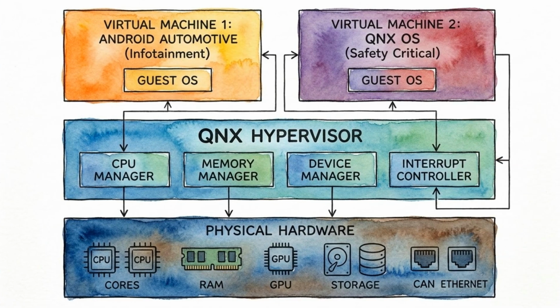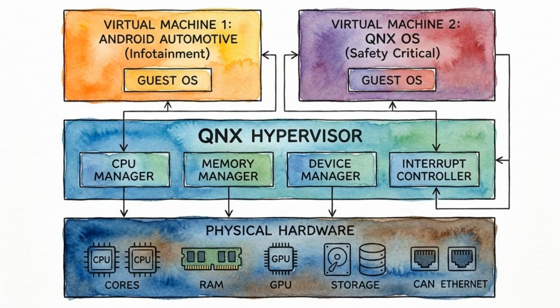Before we go into each component in detail, let us first build a clear, big picture of how the QNX hypervisor is structured. At the very bottom, we have the physical hardware, which includes CPU cores, memory, GPU, storage, and vehicle interfaces like CAN and Ethernet. On top of this hardware, the hypervisor sits as the first layer of control. It takes full ownership of all these resources and decides how they are divided and used.